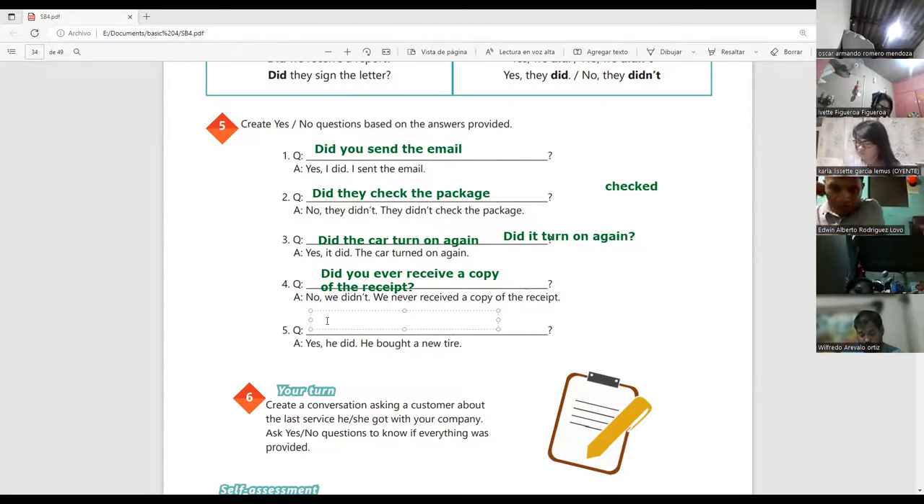Okay. Number five. Did he buy a new tire? Yes, he did. He bought a new tire. Very good. Excellent, guys. Revísenlas. Tendrían que quedarles acá este check. Yo solo lo puse por mal time. Thank you, teacher.